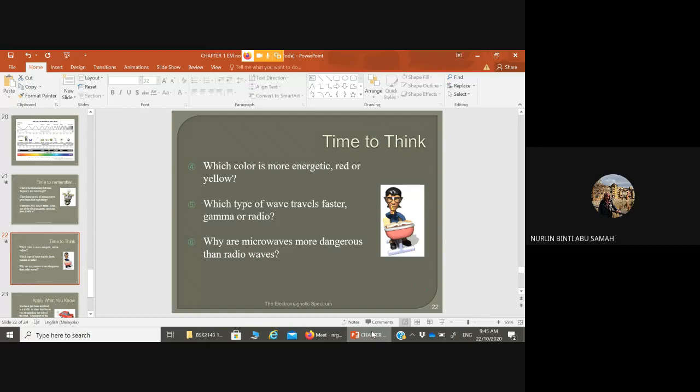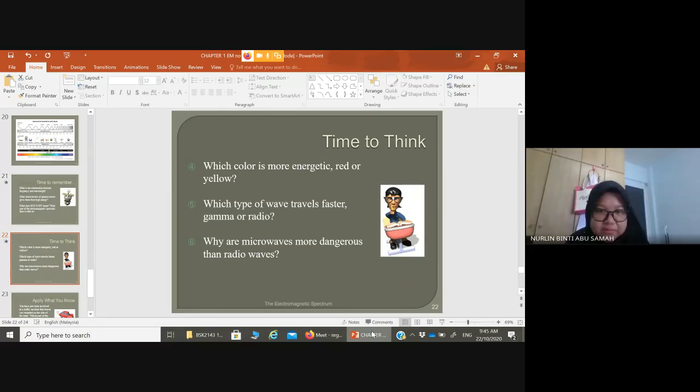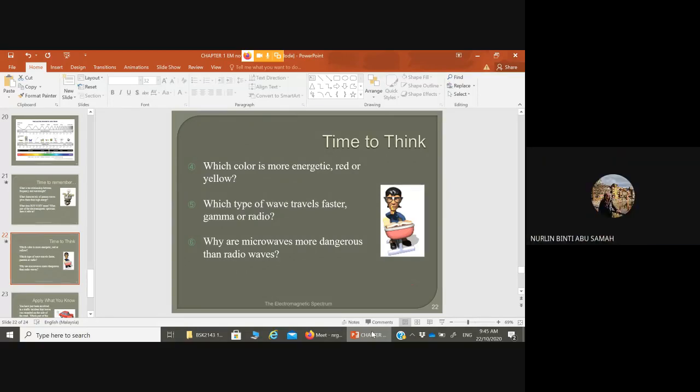Which type of wave travels faster, gamma or radio? So gamma. This one you need to refer to speed, right? So what is the answer? Gamma. Okay. Can you prove how you can say that gamma travels faster compared to radio? When we talk about faster, we are referring to the speed. Am I right?